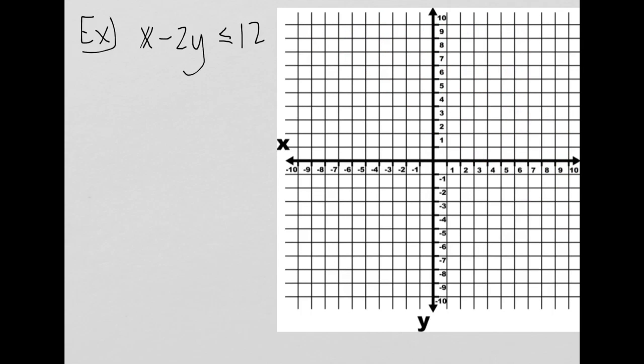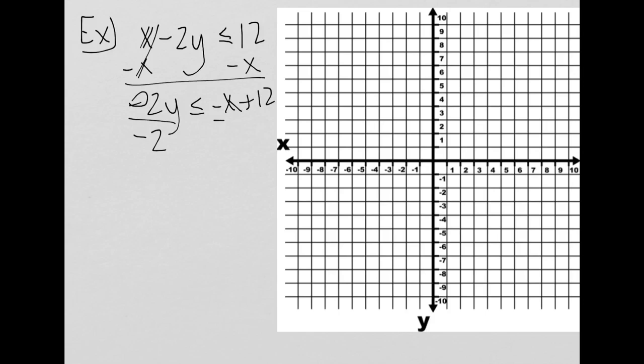Alright, on this one, same idea, we need to get y by itself first. So we're going to subtract x from both sides. Minus 2y is less than or equal to -x plus 12. Make sure that negative sign right here travels with the 2y. It is attached. Do not just drop him off. So now I've got to divide by a -2. Hope that is ringing some bells for you.